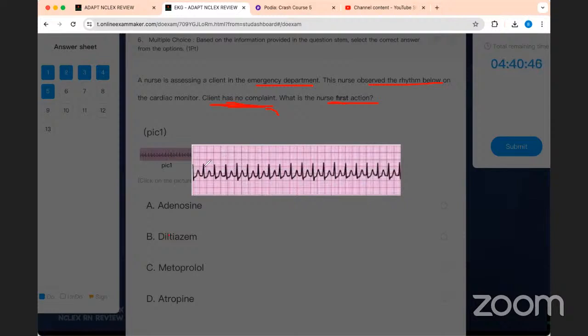If you look at it, it's regular from here to here to here to here. So we have a regular rhythm. Then you look at the distance between here to here, there is almost one or two thick lines, this line. So you almost like 150.